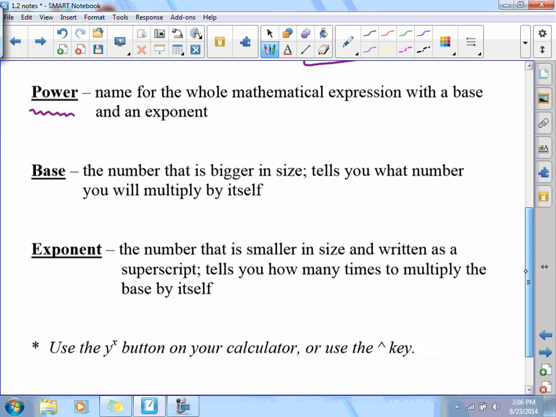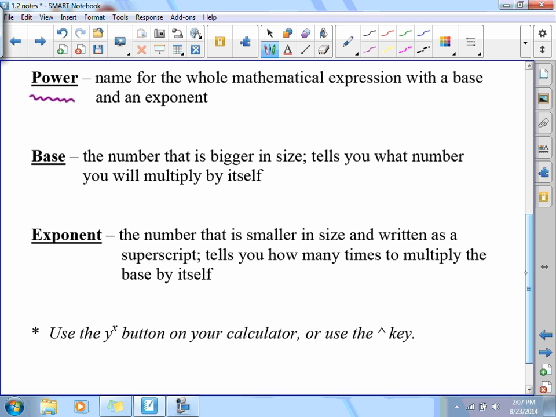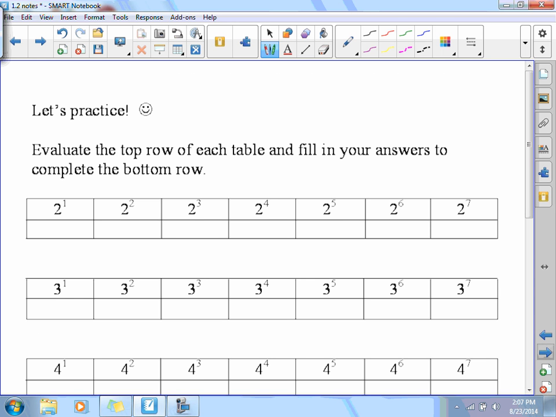And you can see the definitions for power and base and exponent. And you do have an exponent key on your calculator. Sometimes it's a y to the x button, or sometimes it's like a little upside down V. That's called a caret key. So if you have your calculator, you can find that, and you can practice using it on your calculator in the next part of the notes here.